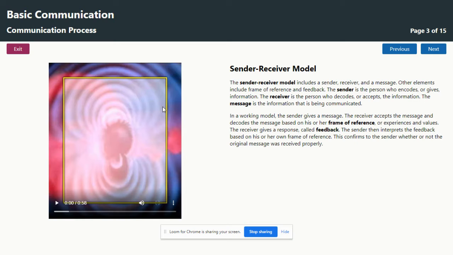The sender is a person who encodes or gives information. The receiver is a person who decodes or accepts the information. The message is the information that is being communicated.